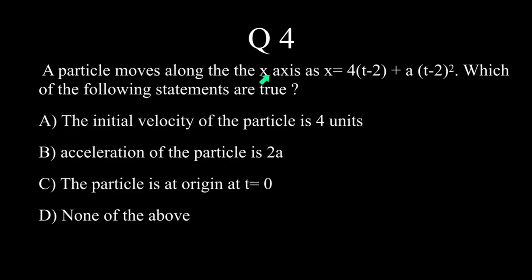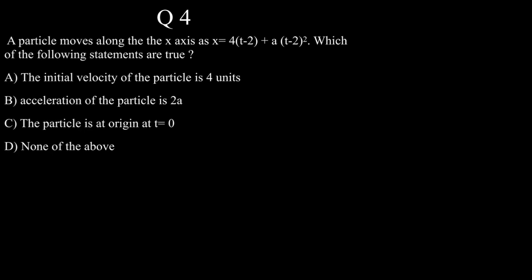A particle moves along the x-axis as x is equal to 4 into (t minus 2) plus a into (t minus 2) the whole square. Which of the following statements are true? The initial velocity of the particle is 4. The acceleration. The particle is at origin at t is equal to 0. Okay, all right. So this is a typical application of differentiation.